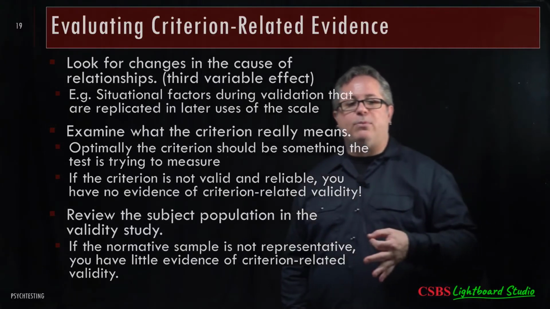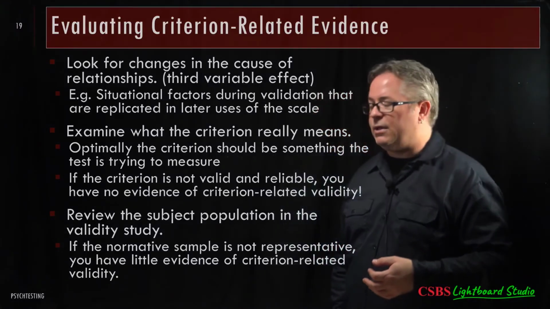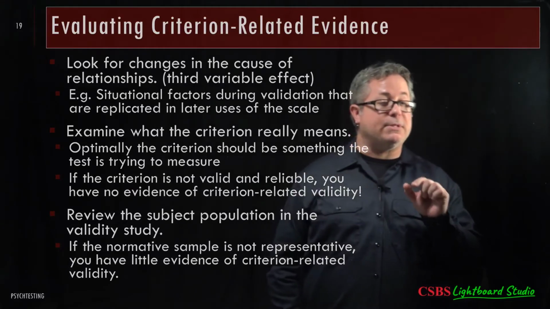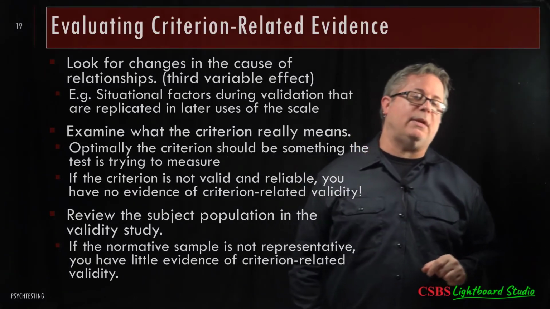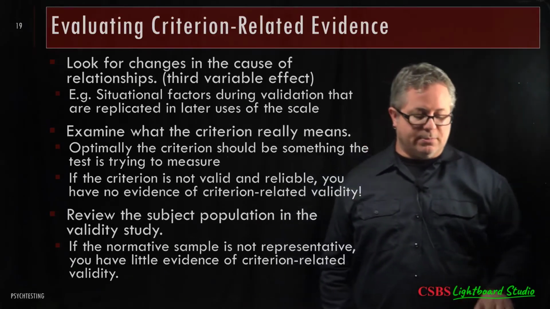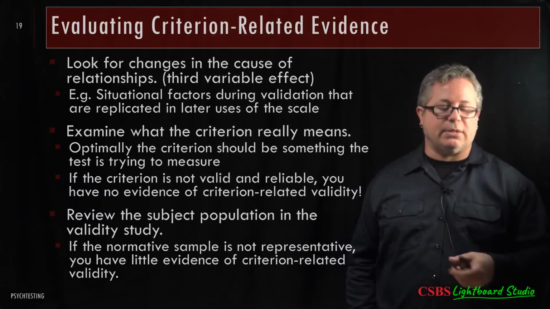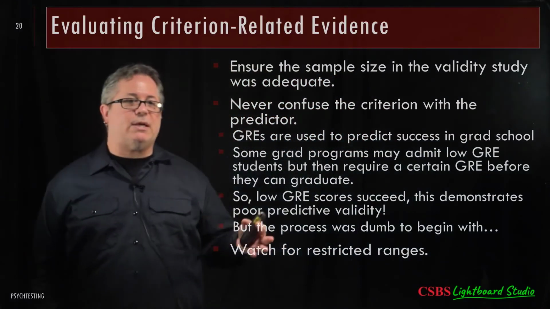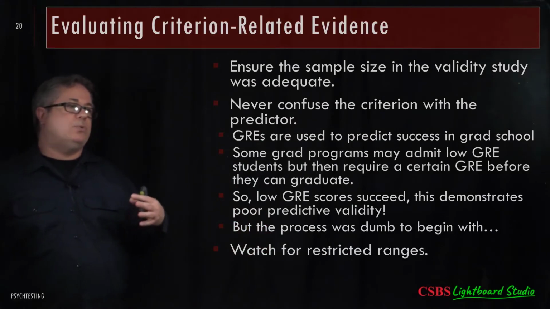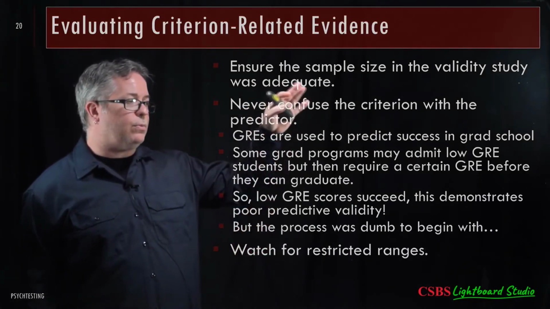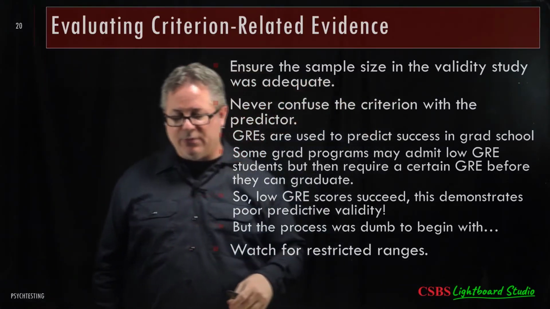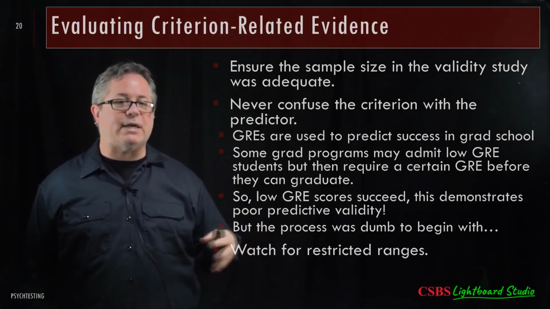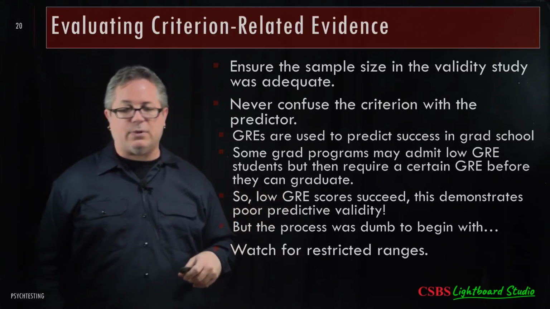Review the subject population in the validity study. If the normative sample is not representative, you have little evidence of criterion-related validity, at least as it applies to the general population. It may have criterion-related validity for that specific sample or subsample of people, but in general it won't, because it had a narrow bandwidth for the people it was representing from the population. Ensure the sample size in the validity study was adequate, right? We're trying to establish correlation between things, so we've got to have enough power, enough people in the sample, to ensure representation, but also to find a correlation if it exists.